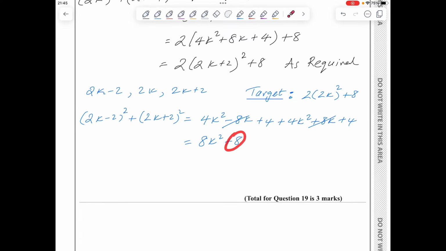Now this plus 8 is the one needed at the end. So I'll split the 8k squared into 2 times 4k squared plus 8. And then just recognize that 4k squared is the same as 2k all squared. And this is what I was meant to get as required.